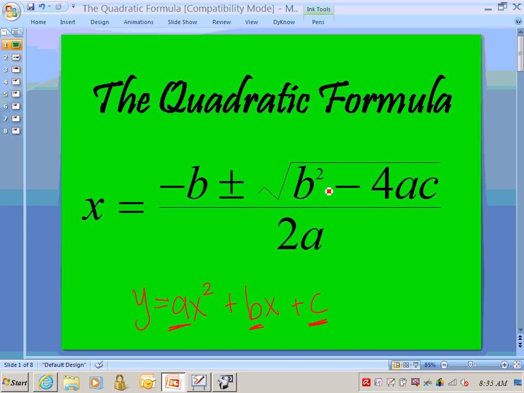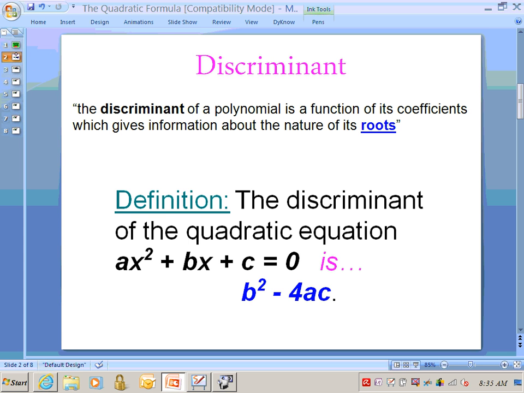Does everybody see that? Okay. The discriminant. Everybody say discriminant. Discriminant. The discriminant of a polynomial, okay, that's the y equals ax squared plus bx plus c, is a function of its coefficients. Okay, so the numbers before the ax squared and the b, which gives information about the nature of its roots.